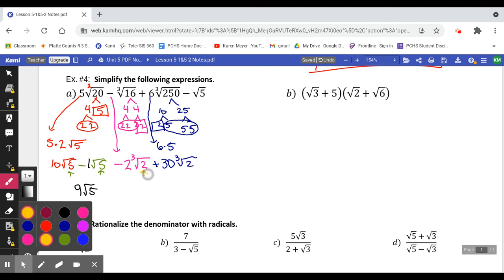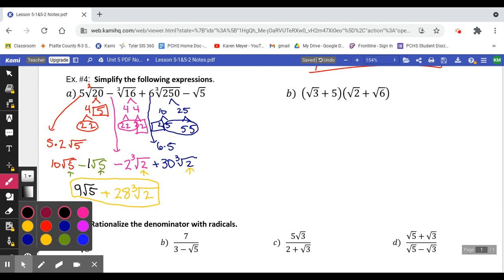And now when I look at my cube roots, you're going to say, oh, both cube roots have a 2 underneath them, so I can combine my outside numbers. So negative 2 plus 30 is positive 28 cube root of 2. And then hopefully everybody notices when you're adding and subtracting them, we're not changing the number under the root. We're only changing the outside number.